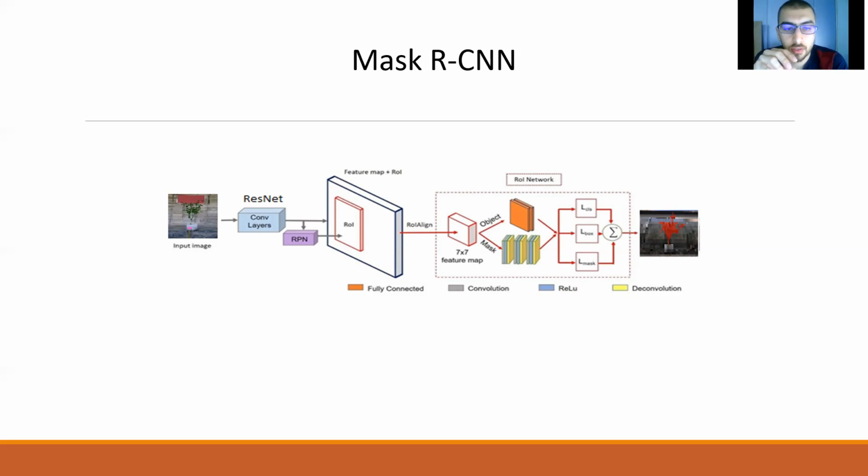This second stage uses a method called region of interest align to locate the relevant areas of feature maps.